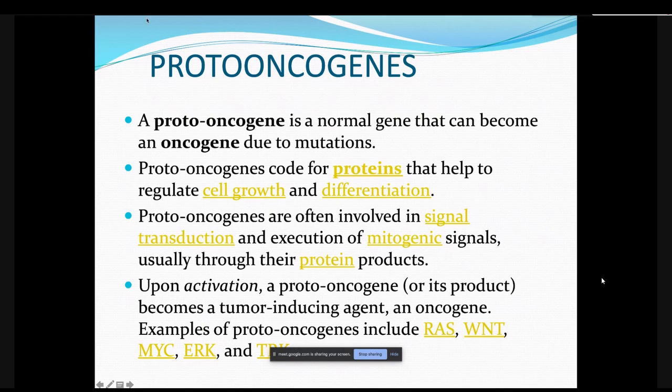Proto-oncogenes code for proteins that help to regulate cell growth and differentiation. And hence proto-oncogenes are often involved in signal transduction and execution of mitogenic signals, usually through their protein products. In short, proto-oncogenes are the genes that affect cellular growth. Remember that if they affect cell growth and there are mutations, then there will be uncontrolled growth. Upon activation, a proto-oncogene or its products become a tumor-inducing agent, and these are what are referred to as oncogenes. Examples of proto-oncogenes are RAS, WNT, MYC, ERK, and TRK. A lot of these, you're going to see in books.